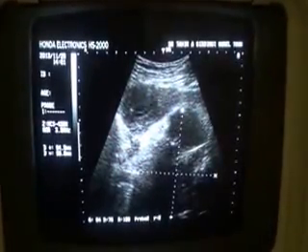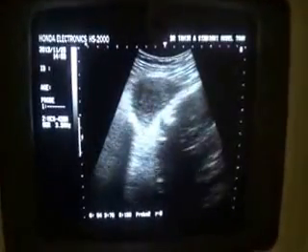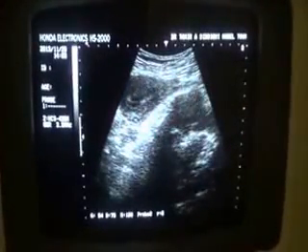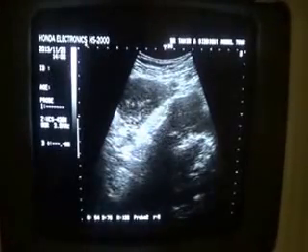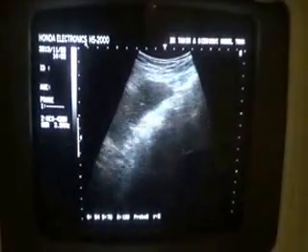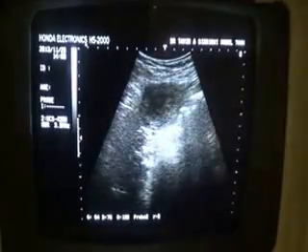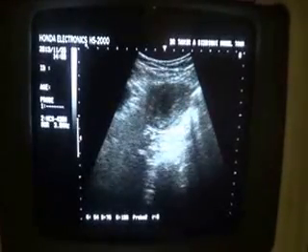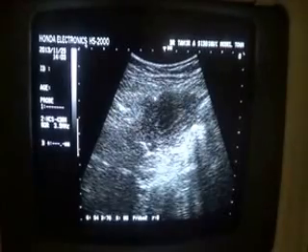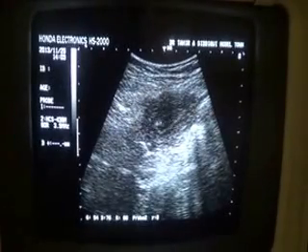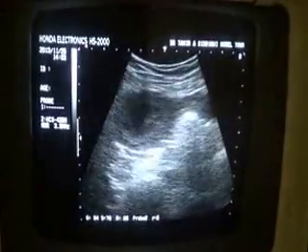Otherwise, she has no menstrual disorder, no history of menstrual irregularity. This is a mid-cycle uterus. Now, when I move the probe transversely, you will see that the uterus is mid-cycle. Here we are. This is the transverse section of the uterus. This is the endometrial canal in mid-cycle.